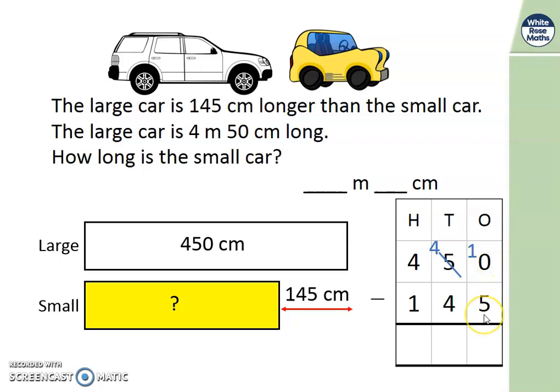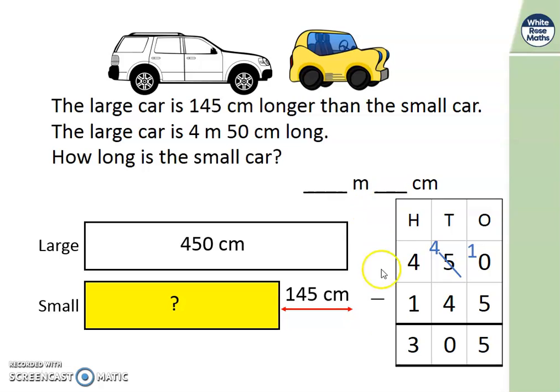10 ones subtract 5 ones is 5 ones. 4 tens subtract 4 tens leaves me with 0 tens. And 4 hundreds subtract 100 leaves me with 3 hundreds. So how long is the small car? Well, it's 305 centimeters.